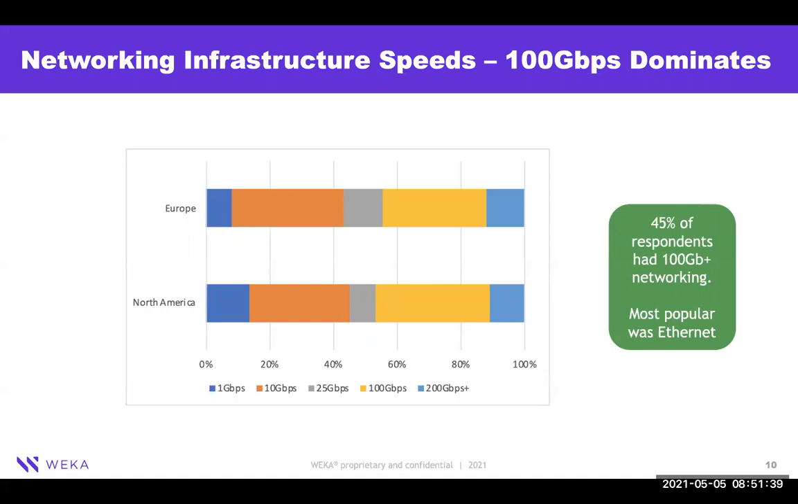We see that almost 50%, 45%, of the environments are already on 100 gig environments, whether it's Ethernet or InfiniBand, or even more, 200 gig. So that really shows that the market is planning to move. Some of it is already in that infrastructure place where the infrastructure is ready for GPU environments, or it's growing there. And obviously, we're expecting that to grow year over year.